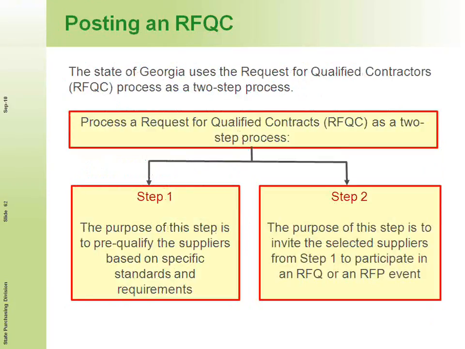The state of Georgia uses the Request for Qualified Contractors, or RFQC, as a two-step process. To process a Request for Qualified Contractors as a two-step process, step one, the purpose of this step is to pre-qualify the suppliers based on specific standards and requirements, and the next step, the purpose is to invite the selected suppliers from step one to participate in an RFQ or an RFP event.